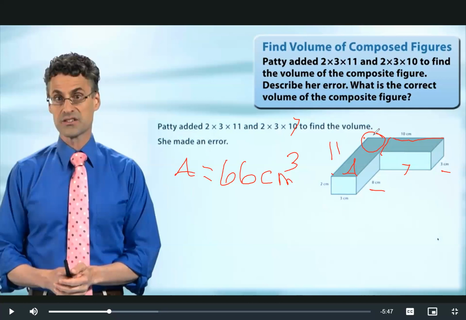Now we can find the volume using these correct dimensions. 2 times 3 is 6, and we know that 6 times 7 is 42 centimeters cubed. And then we simply add them together.